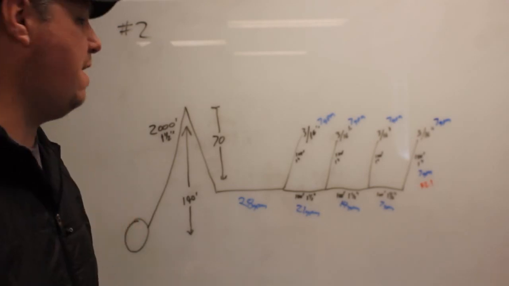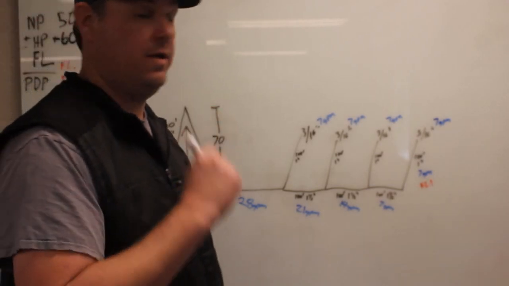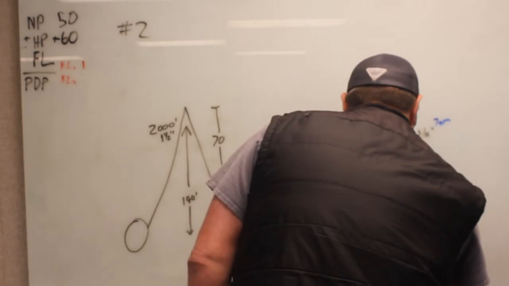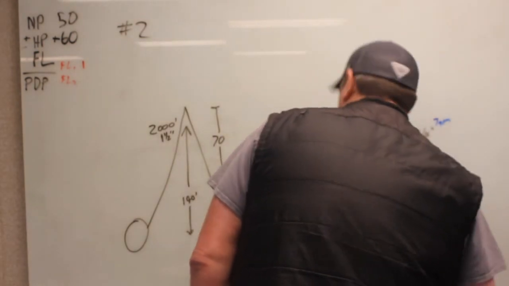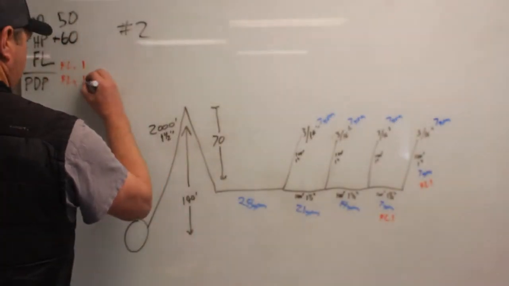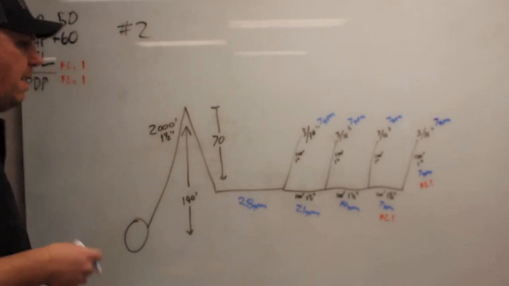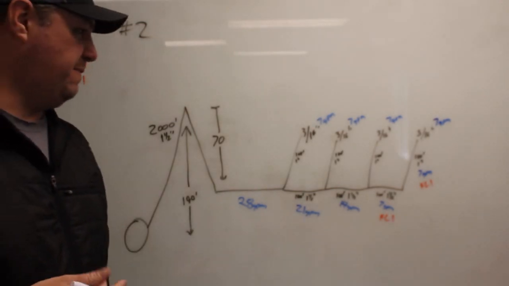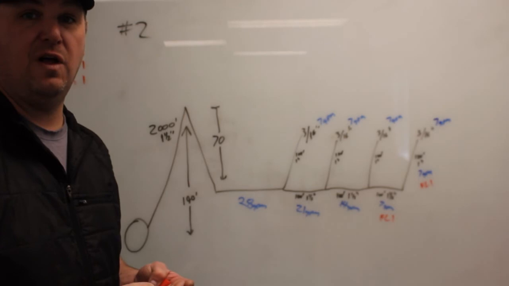So it could be 1 or it could be 0. It doesn't matter. A lot of people like to err on the side of caution and make sure they have enough pressure, and they like to put 1 in there. We call the friction loss 1 on this piece. And I put FL of 1 up here.